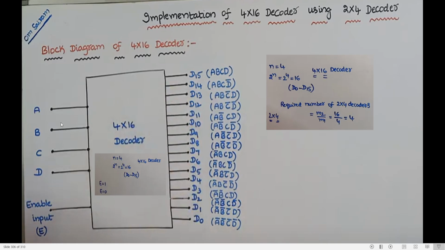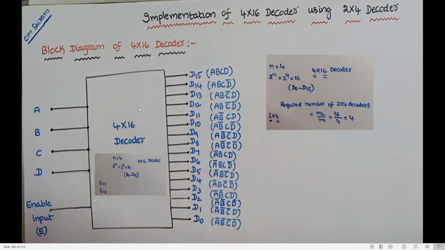It means I will have 4 inputs. The 4 inputs are A, B, C, D, and I have 16 outputs, that is D0 to D15. What do you mean by 4 by 16? N into 2 power n decoder. N is the number of inputs, which is 4. 2 power n is 16, which is the number of outputs. Okay, and the decoder will have an input called enable input. When enable input E is 1, the decoder will be working, it will be activated. When enable input is 0, the decoder will not be activated. Clear? So now what is the first step?